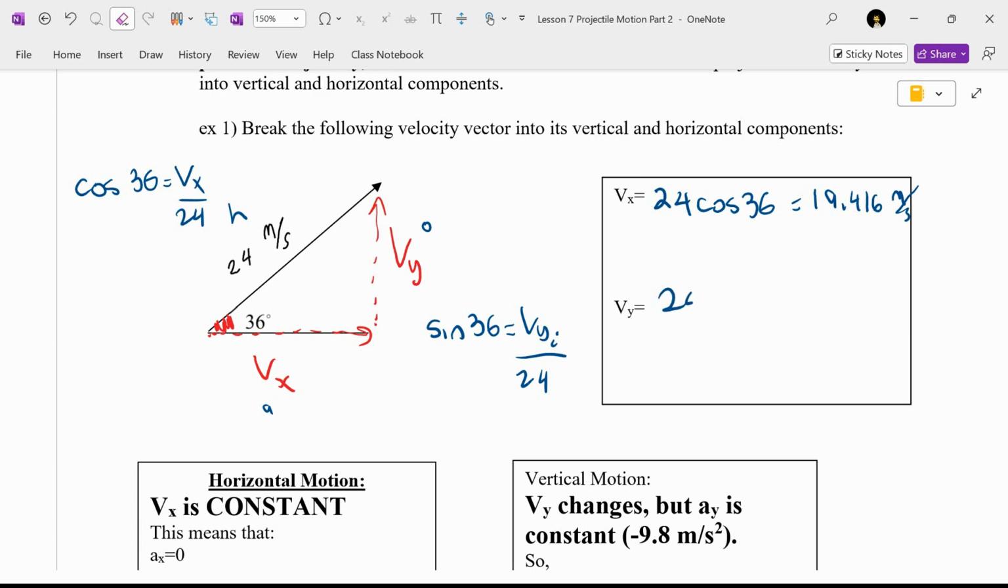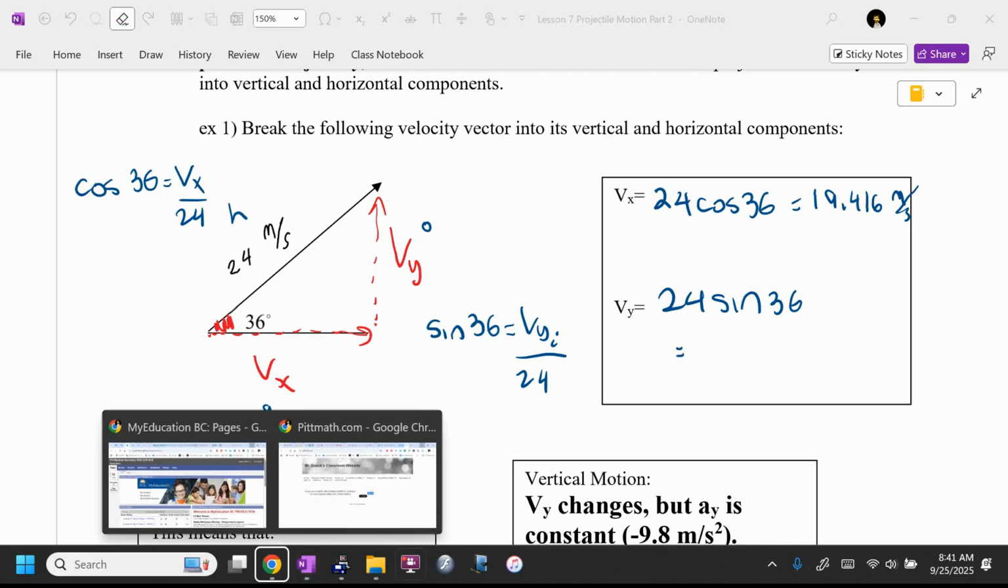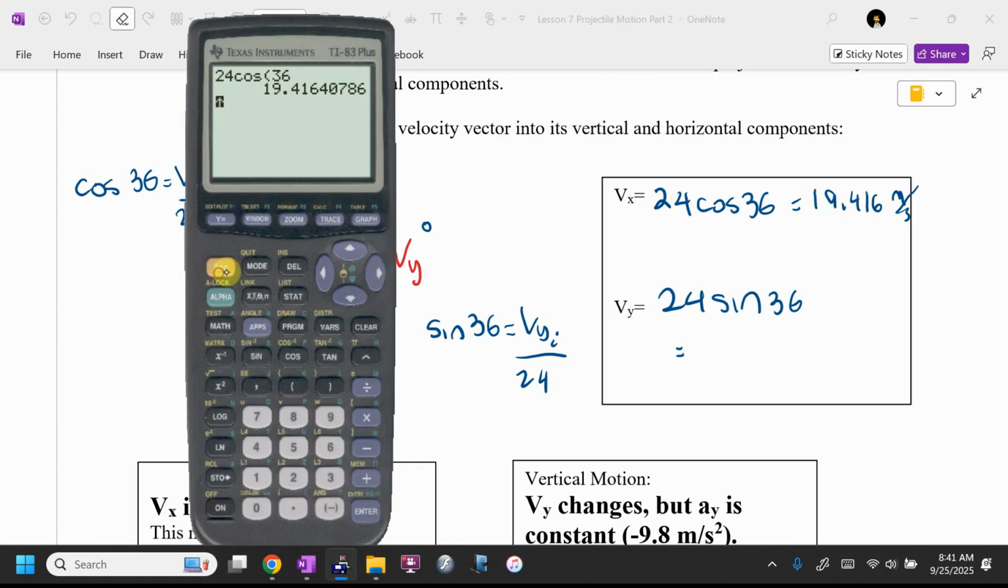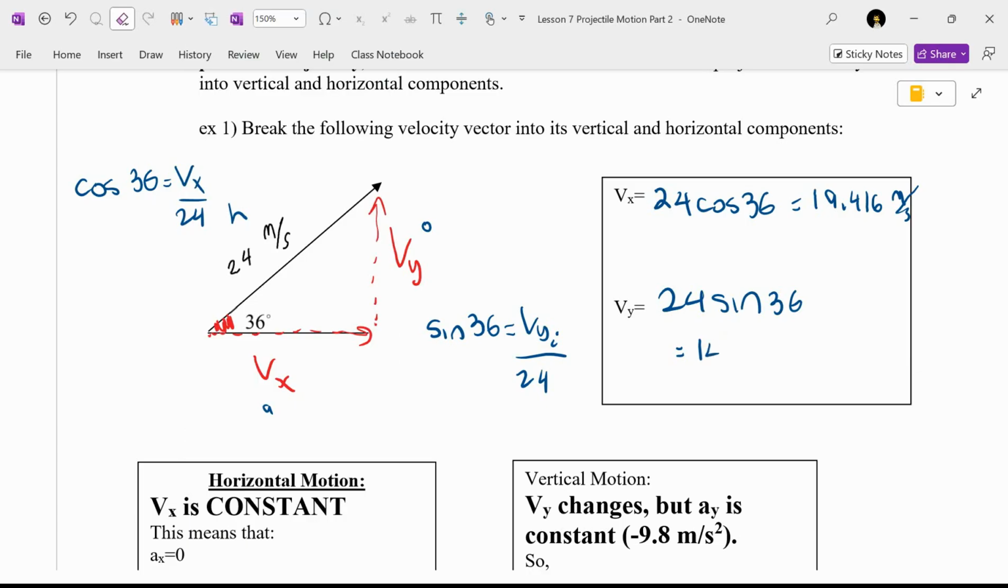Vy is going to be 24 sine 36. You might have noticed that you can just backspace and edit on your calculator. I've tried to give you good calculator tricks along the way and teach you how to use these properly. And I get 14.107. Is that correct, folks? Okay, if I make a mistake, please let me know.